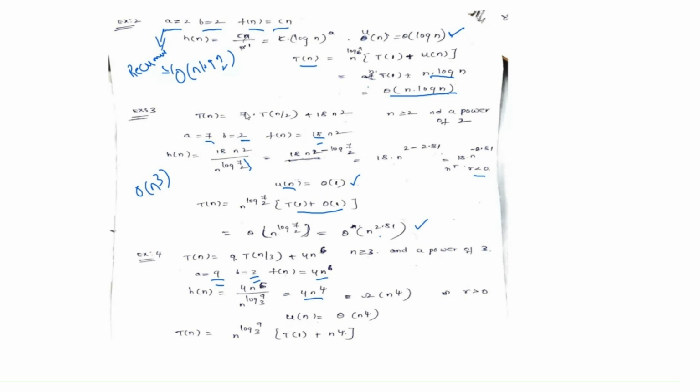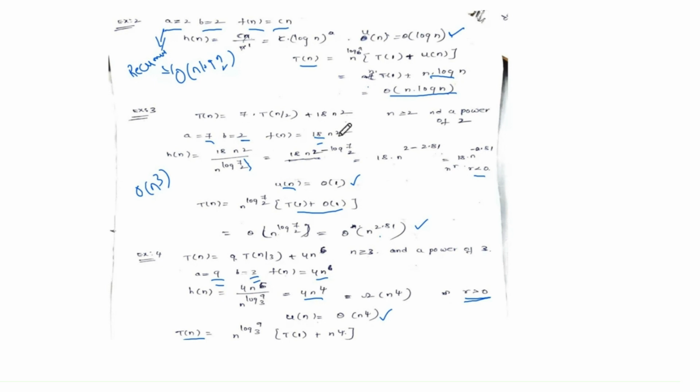And here n power 4, I am having r value, the power value r is greater than 0, hence my u of n is equal to theta of n power 4. So substitute in the t of n equation, n power log 9 to the base 3 t of 1 plus theta of n power 4. So this becomes n square into n power 4. So hence the time complexity is theta of n power 6.